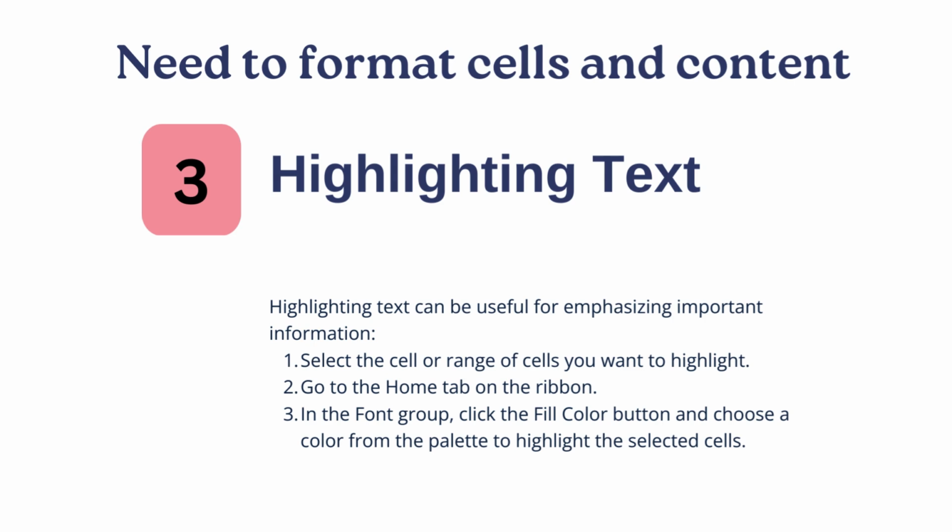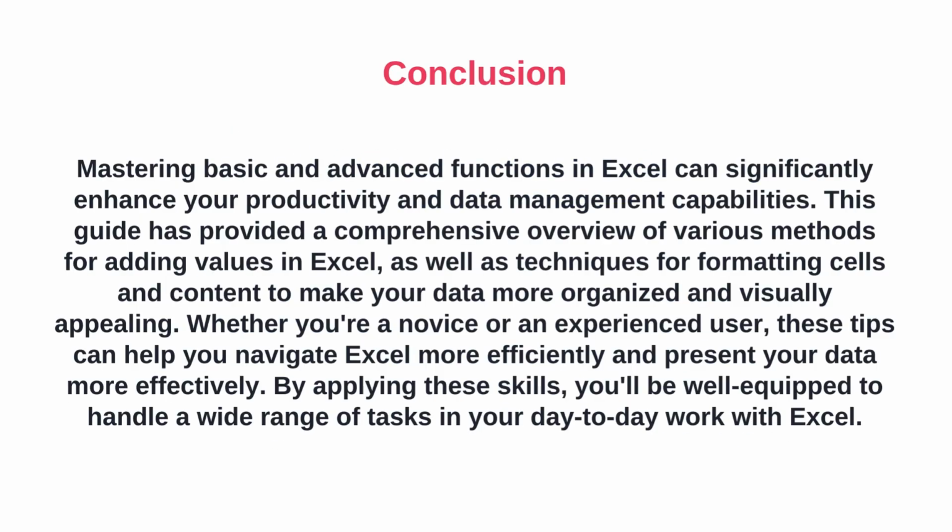Highlighting text. Highlighting text can be useful for emphasizing important information. Select the cell or range of cells you want to highlight. Go to the Home tab on the ribbon. In the Font group, click the Fill Color button and choose a color from the palette to highlight the selected cells.